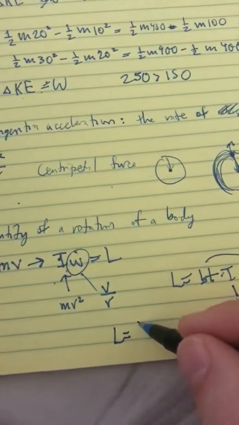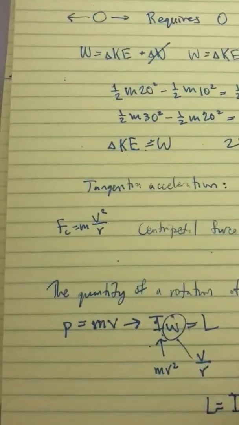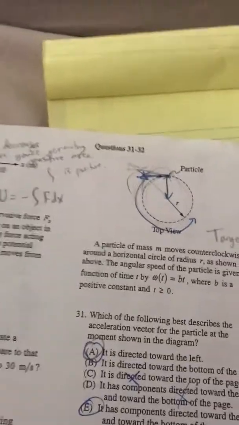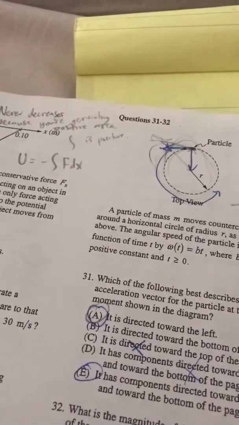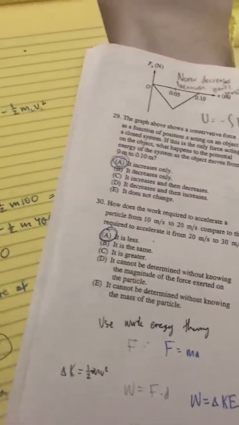Now I just want to remind you that the equation for angular momentum equals moment of inertia times angular velocity, and that's really all we had to use here, as they gave us right here the equation for angular velocity, and then all we had to do was plug in what the moment of inertia was, which is just mr squared. So that was pretty simple, and that's that. C is our answer.